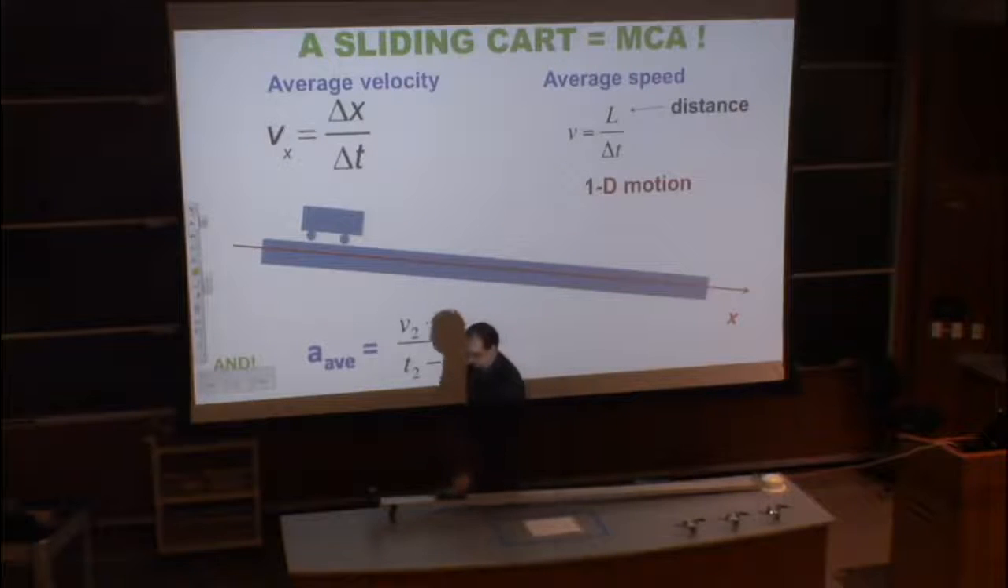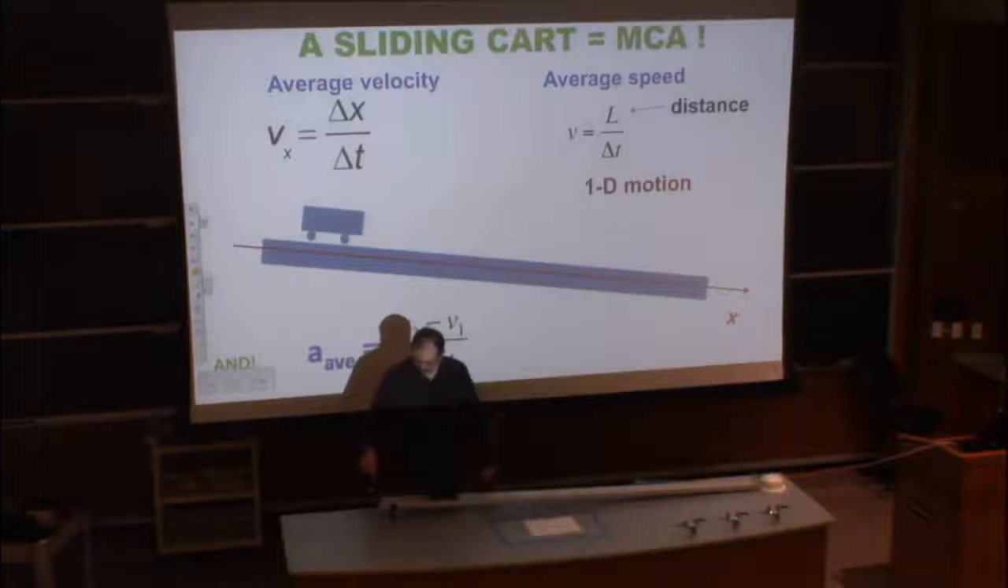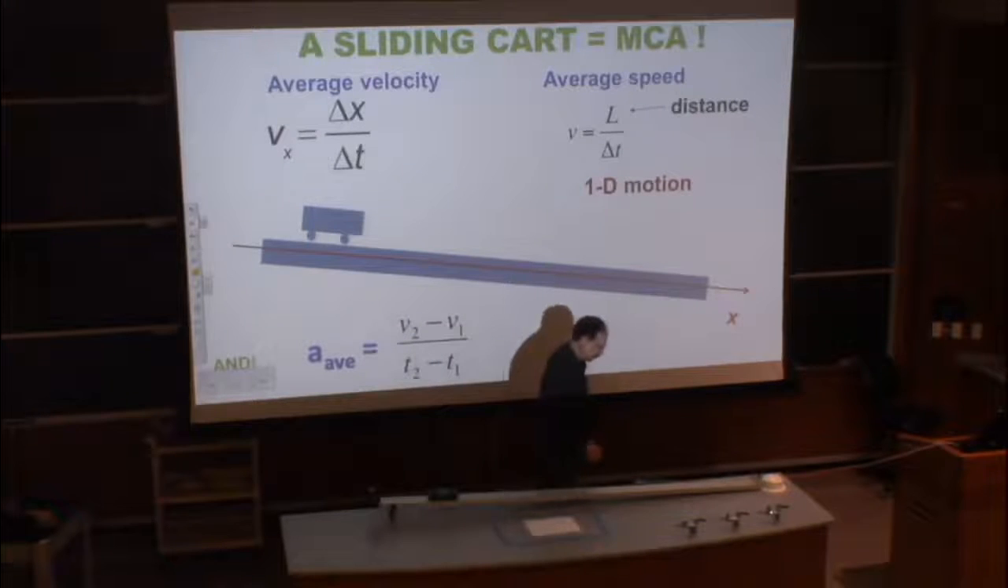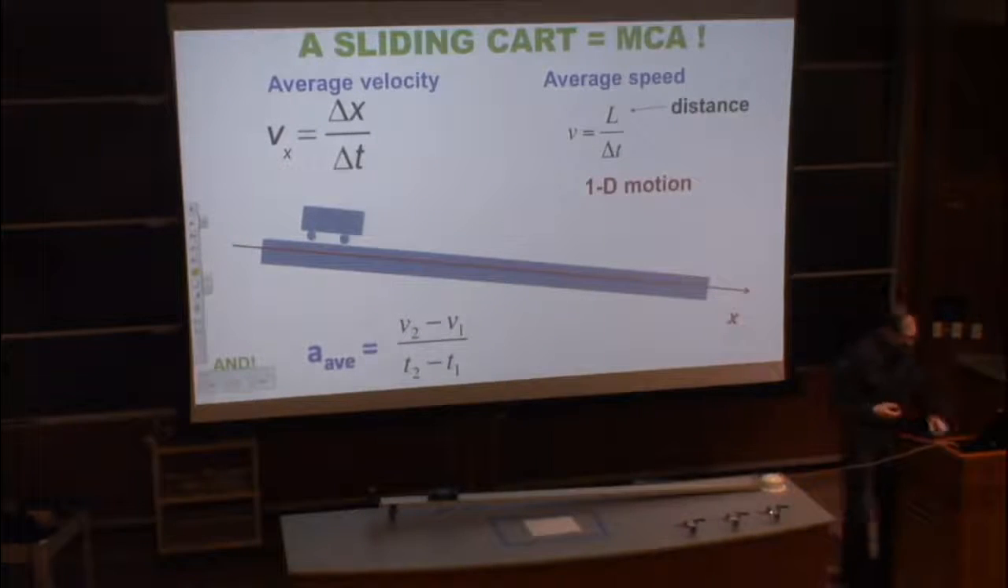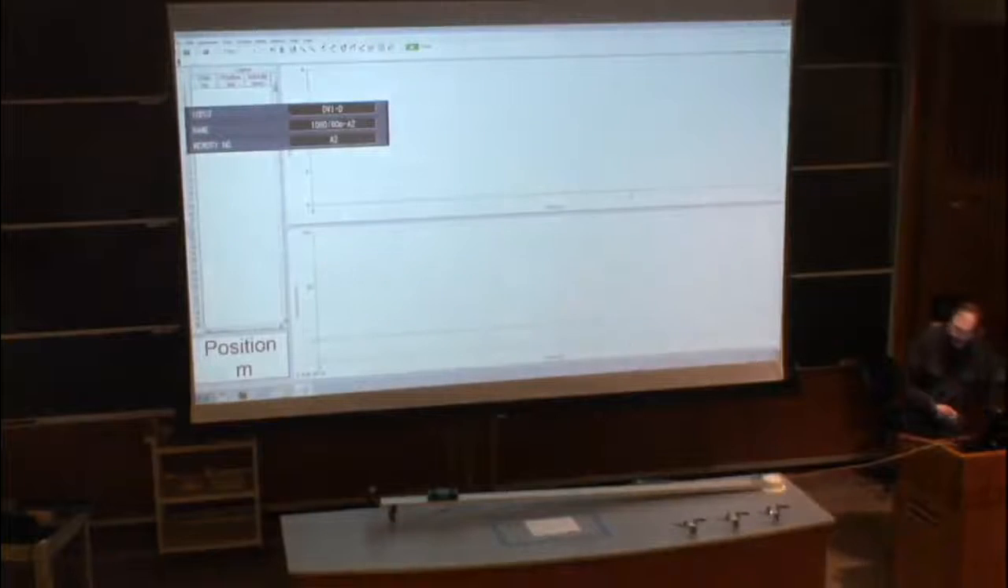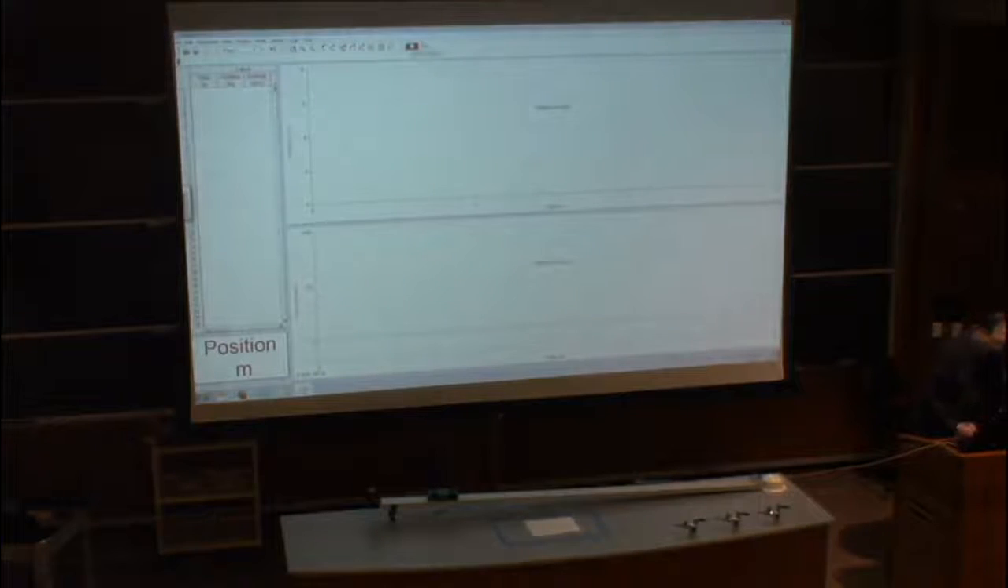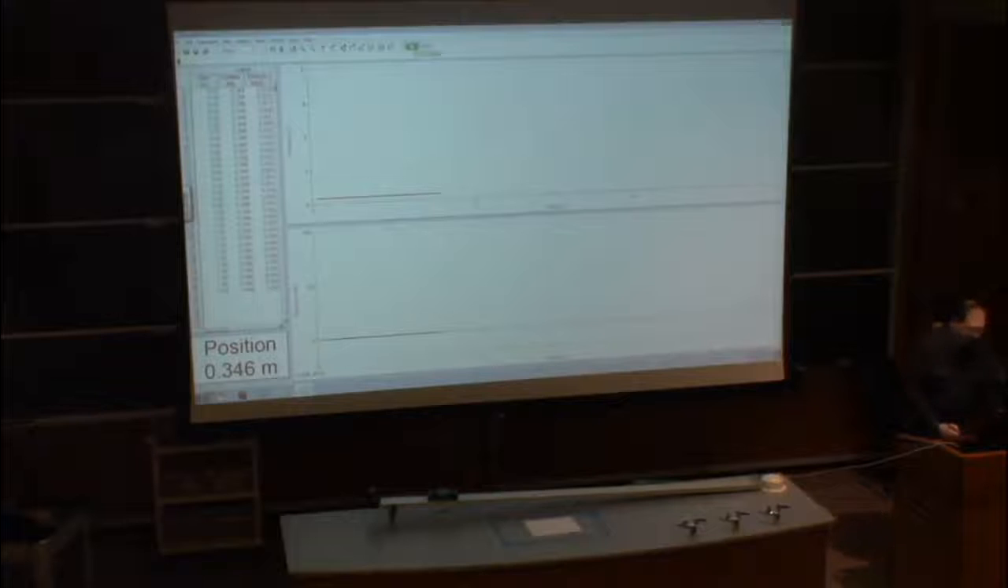Well, we know already that this is the ultrasonic motion sensor. And this sensor basically represents the measuring tape. So let's check if it works. It does. That's something I didn't think of, because I need to be here and there simultaneously.